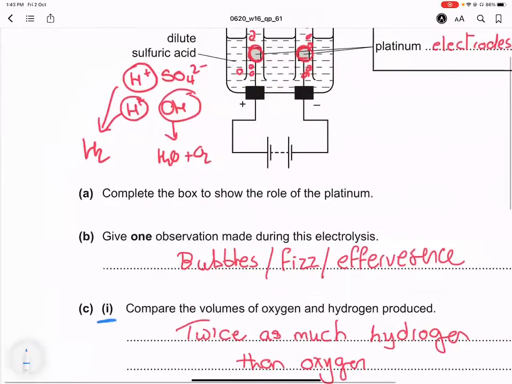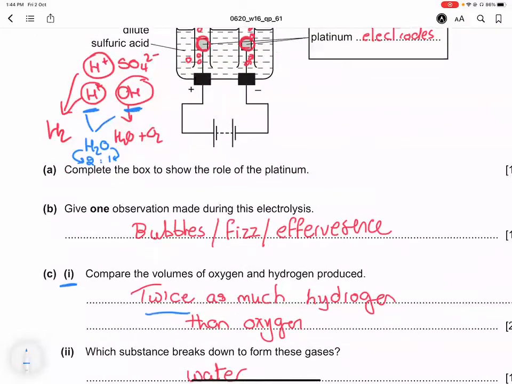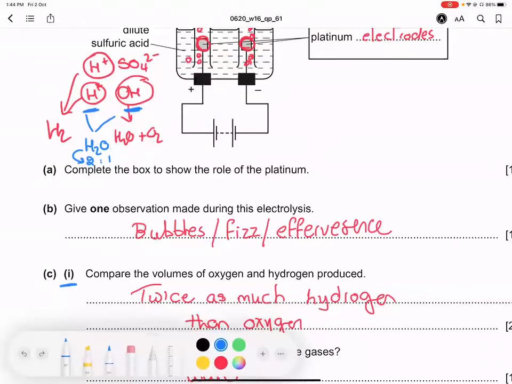Focus with me. H positive or OH negative are discharged. H is discharged at the cathode, OH is discharged at the anode. H or OH both come from water. In water, the ratio of hydrogen to oxygen is 2:1. So when water is discharged, it will always produce twice the volume of hydrogen than oxygen. Okay, twice as much hydrogen than oxygen. Hydrogen is always twice the oxygen because in water, the ratio of hydrogen to oxygen is 2:1.